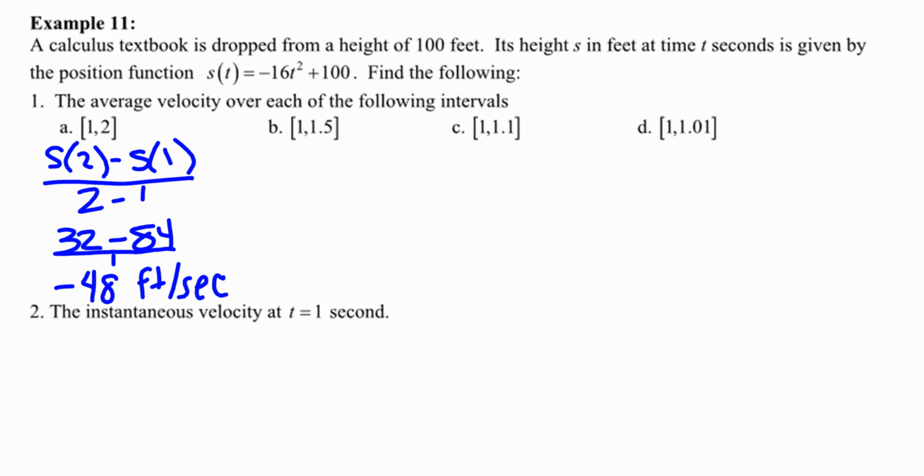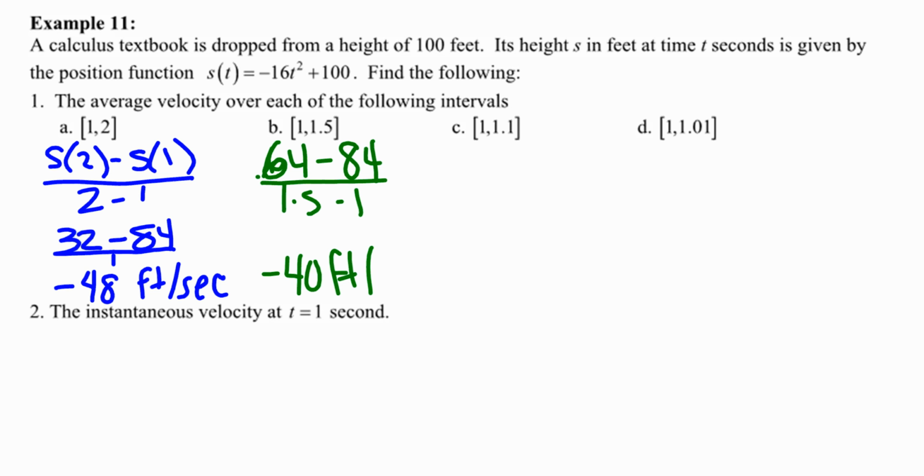Next, s of 1.5. So let's see, to show that setup, 64 if we plug in 1.5, and then 84 if I plug in 1. There we go, over 1.5 minus 1. If you do that on your calculator, you're going to get negative 40 feet per second. And as you can see, we're trying to get closer and closer to 1 here. This one, if you use your calculator, you're going to get negative 33.6 feet per second.